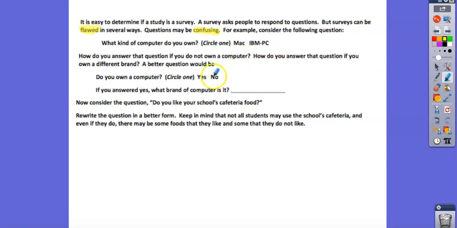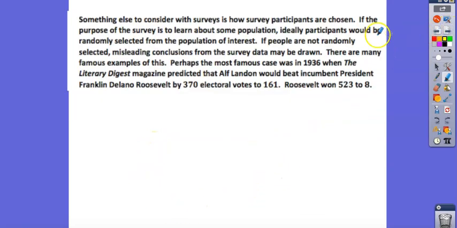So a lot of times a better question might be, well, first, do you own a computer, yes or no? And then what brand of computer? Or you could give them a long list and then have an other, make them be able to do an X with other. Okay, now do you like the school's cafeteria food? That was the one I did from before. And it'd probably be a lot better if you gave them a list to pick from.